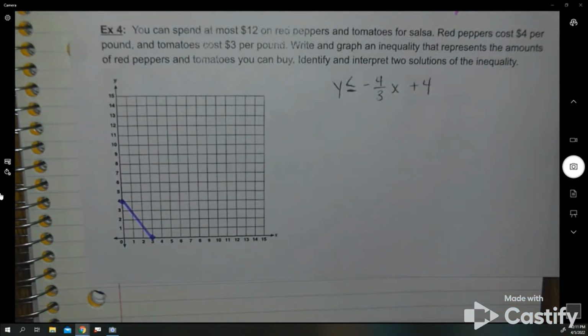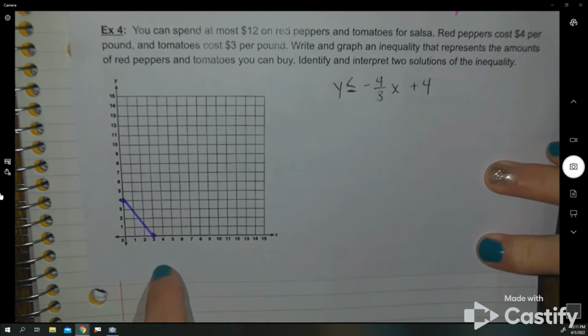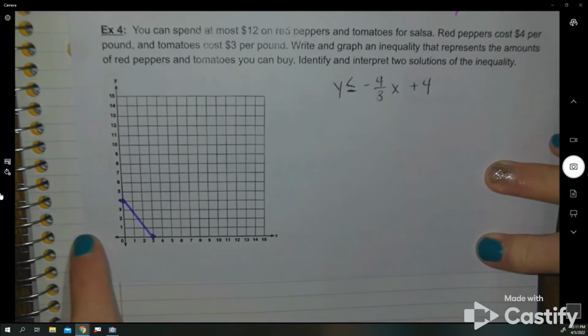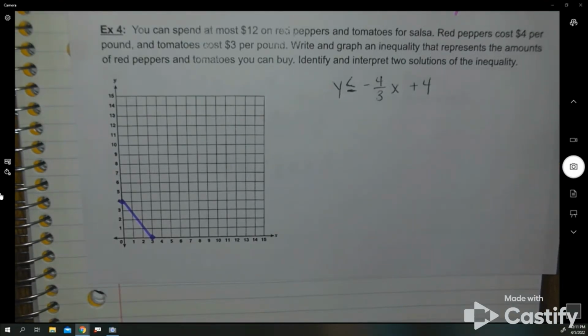Alrighty, and if I am looking at this information, first of all, I can't go below because I'm not going to be dealing with negative quantities of money. And I can't go up past here because I'm not going to be dealing with negative quantities of vegetables.